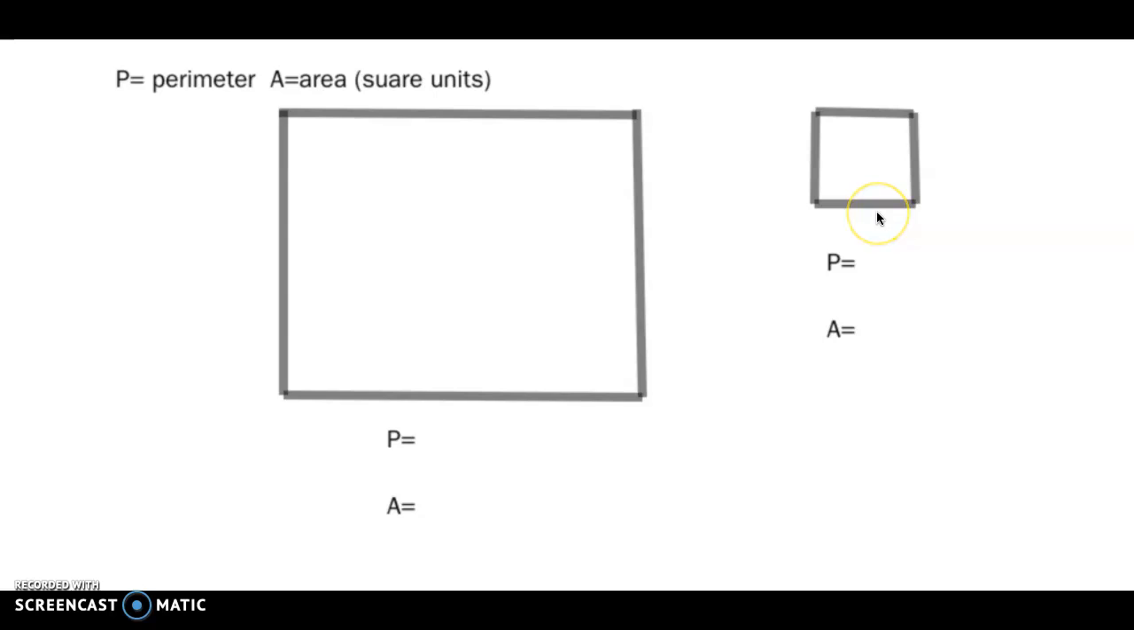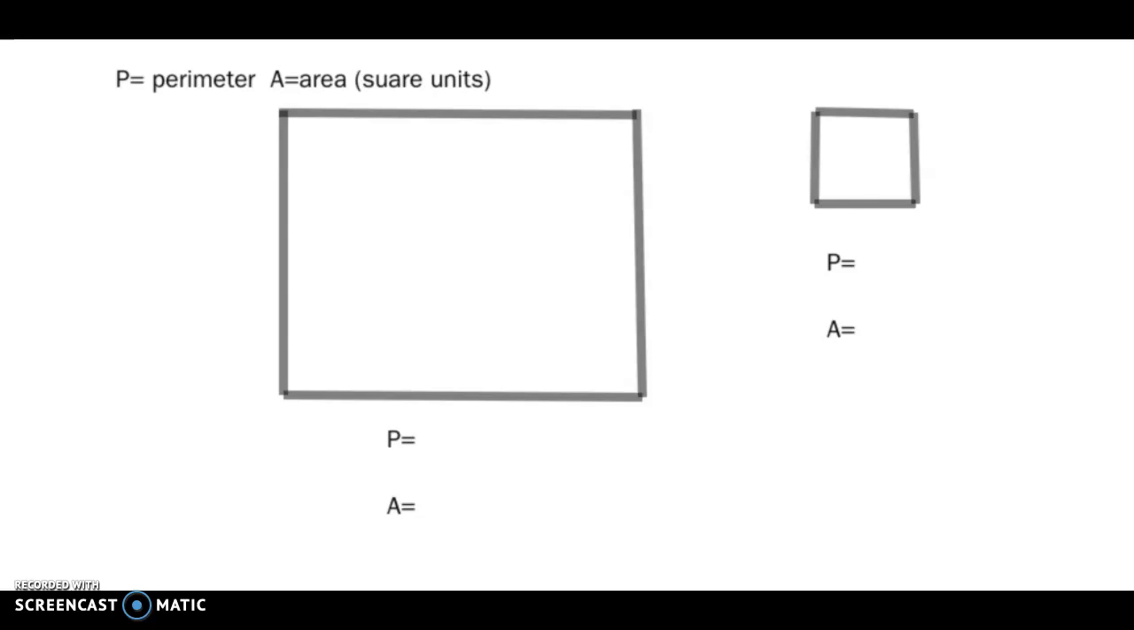So we're going to look at this teeny one. You should have your teeny square drawn. And I know these aren't perfect squares. I tried my best. So just imagine they are perfect squares. Now, I want you to imagine that each side is 1 foot. This side's 1 foot, this side's 1 foot, this side's 1 foot, and this side's 1 foot.